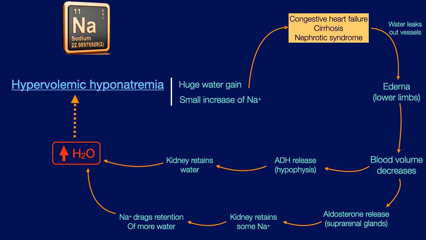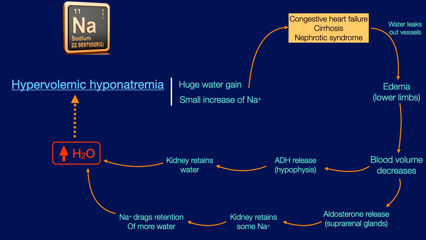Broadly speaking, hyponatremia can be divided into three categories based on water volume status. The first is hypervolemic hyponatremia, where there's a huge increase in total body water and only a small increase in total body sodium. So, in this case, you're gaining more water than you are sodium. Typically, this is seen in conditions like congestive heart failure, cirrhosis, or nephrotic syndrome that we will see later during the course, where a ton of fluid leaks out of the blood vessels into the interstitial space and it causes edema, especially in the ankles.